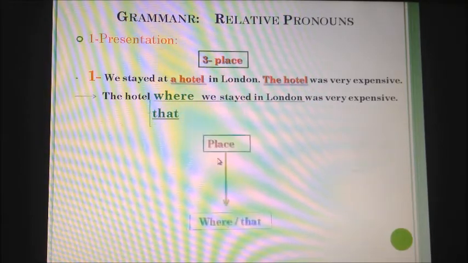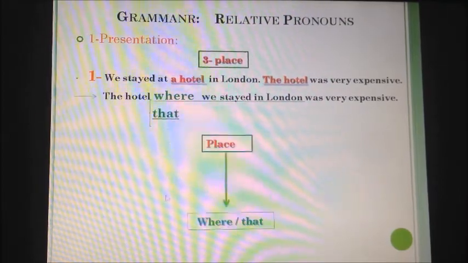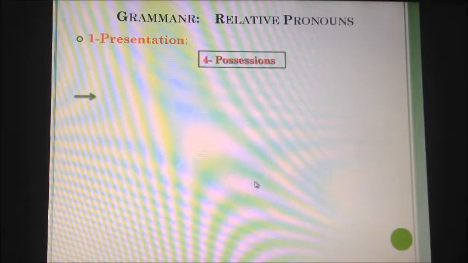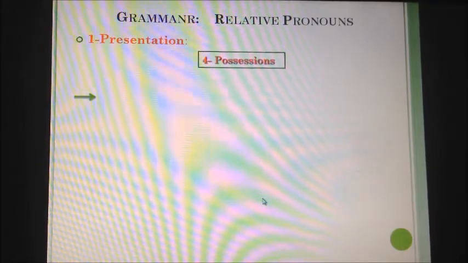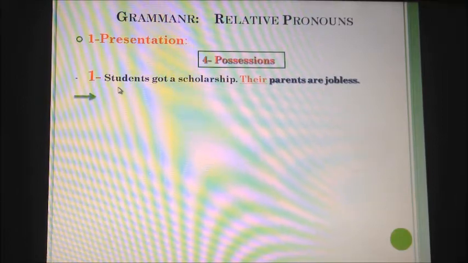All right. So if we have a place, we use where or that. Again, notice that that is used in all situations. Now the last situation, when we have possessions or possessive adjectives.